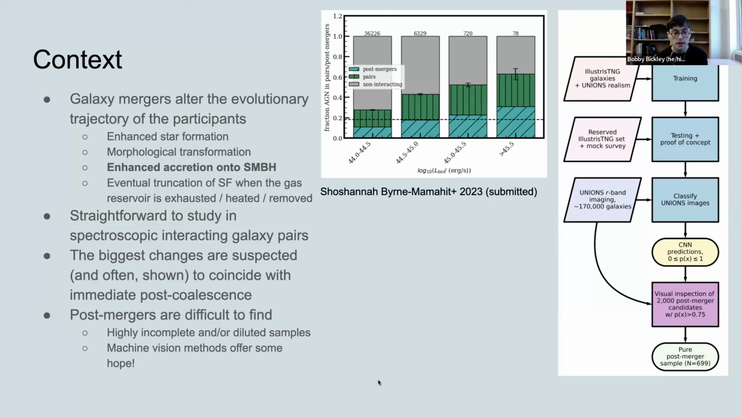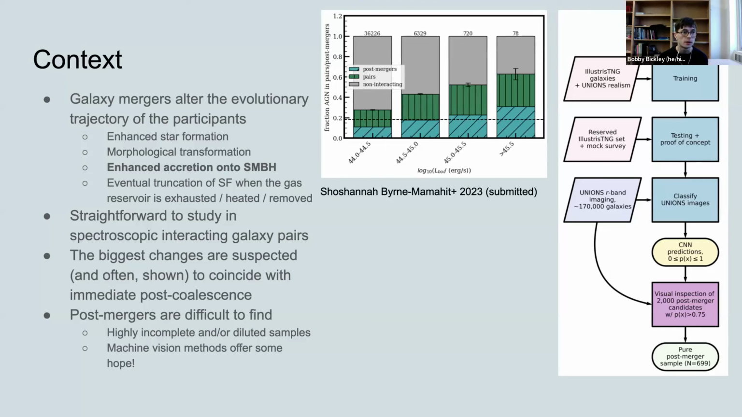And these systems are actually really difficult to find. In contrast to spectroscopic pairs, which you can identify using statistical methods, post-mergers are not spectroscopically distinct by definition because they're a single galaxy once again. And they are also morphologically degenerate, morphologically confused with a lot of other classes of galaxies.